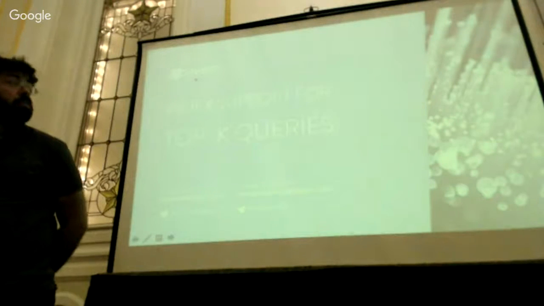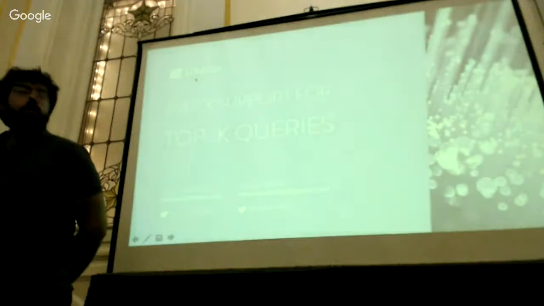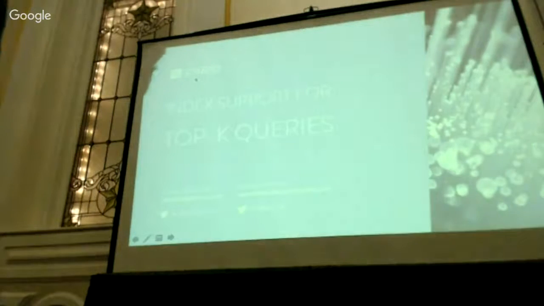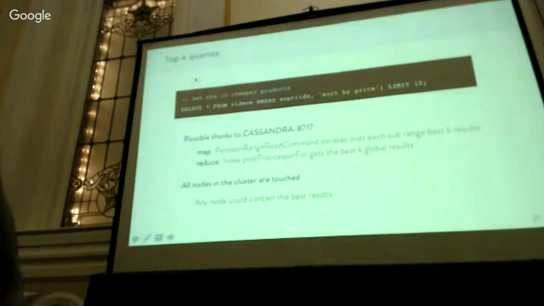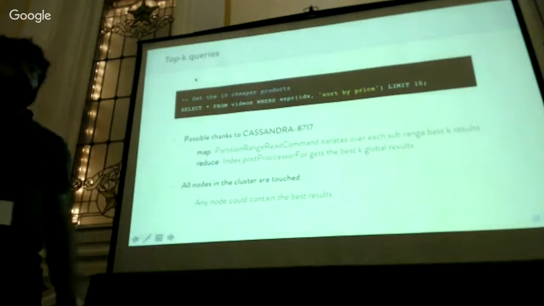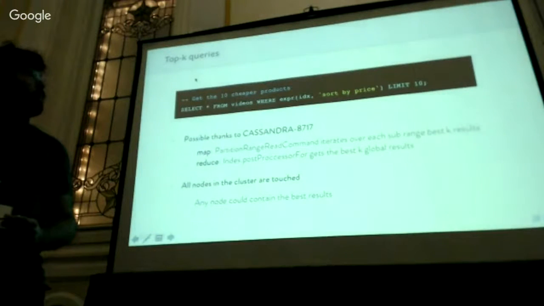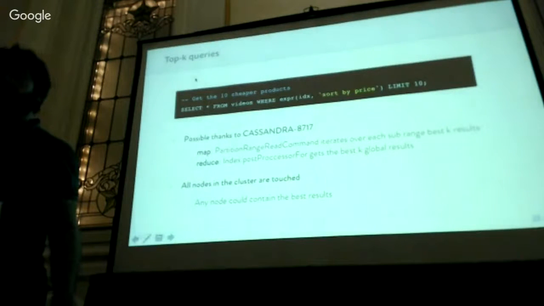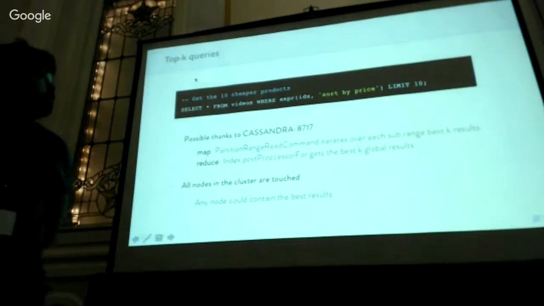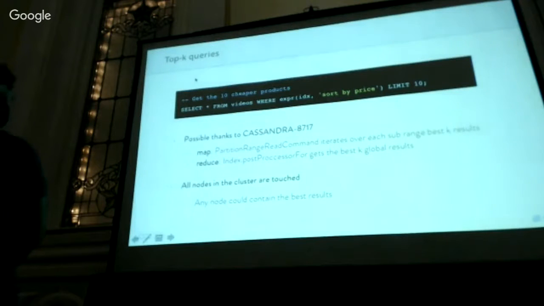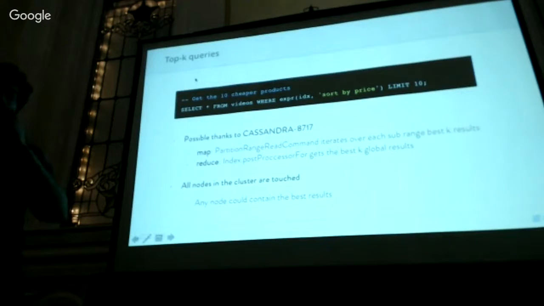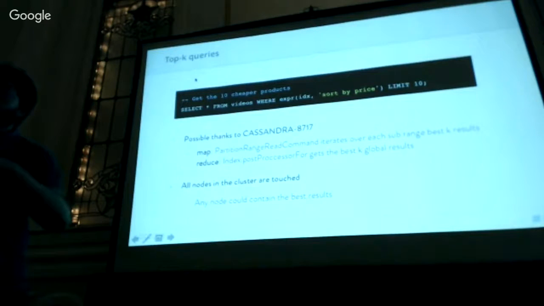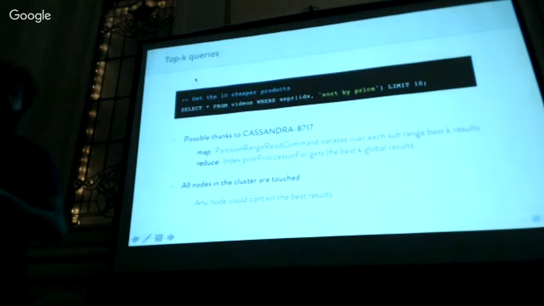Well, I'm Andres de la Peña and I work for Stratio, and we are going to speak about top key queries and paging over index sorted results. Cassandra 8717 introduced the ability to do top key queries over results sorted by a secondary index. Top key queries are those retrieving the k-best results from the total. The way it works is that the coordinator node sends the query to potentially all the nodes in the cluster, and then each node returns its k-best results, and then the coordinator resorts the partial results and returns the globally best results.